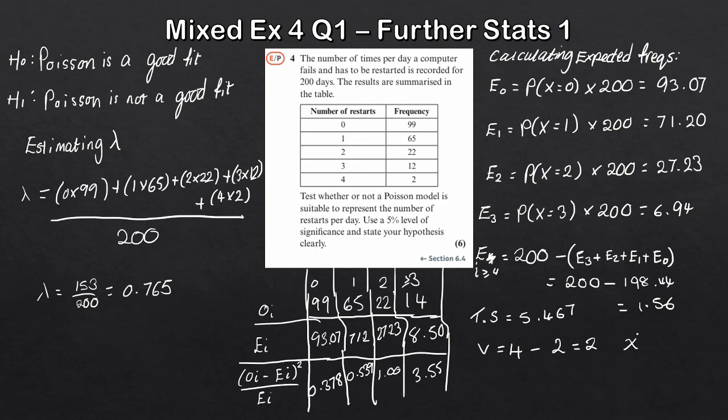So, getting your chi-squared value, so 2 degrees of freedom at the 5% significance level. That gives you 5.991. Okay, comparing your test statistic to this value here, again, it's smaller. So this time, we accept. So accept H0.